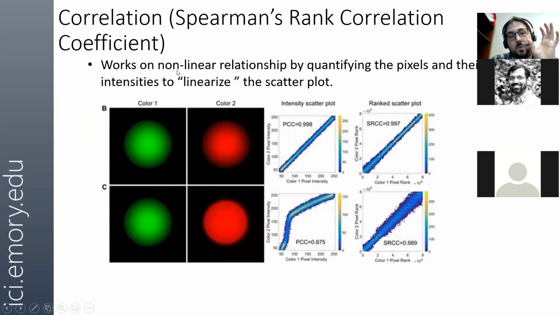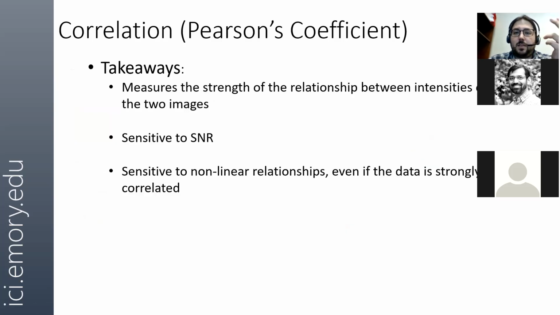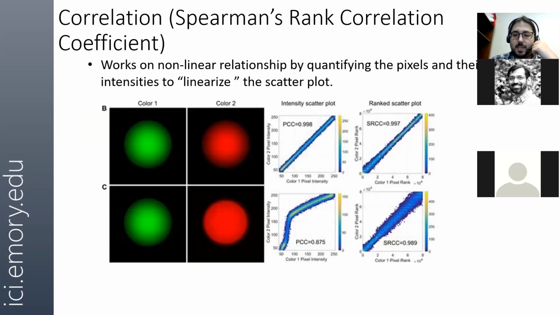Now the Spearman's rank coefficient here attempts to correct for that lack, or that failing, in the Pearson's coefficient. It attempts to linearize those behaviors so that at the end you can linearize a nonlinear behavior and then come up with a coefficient for that and see how strong that correlation is.